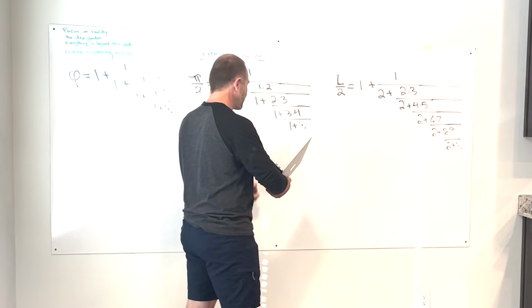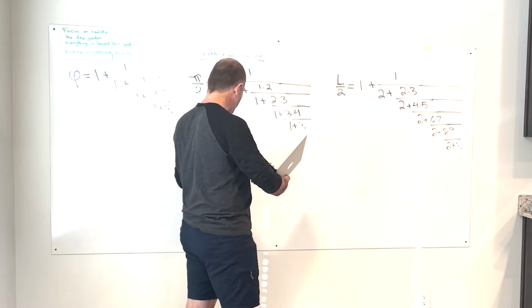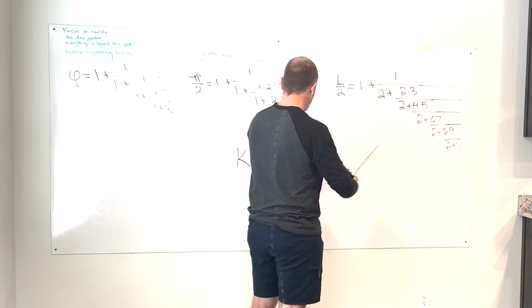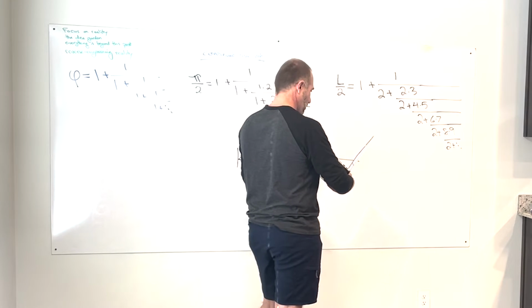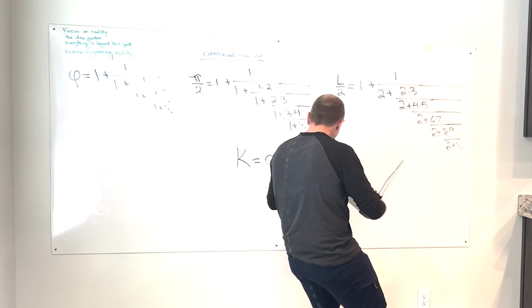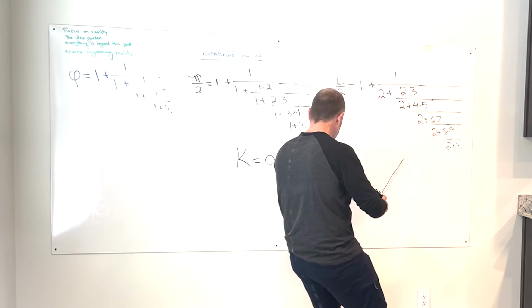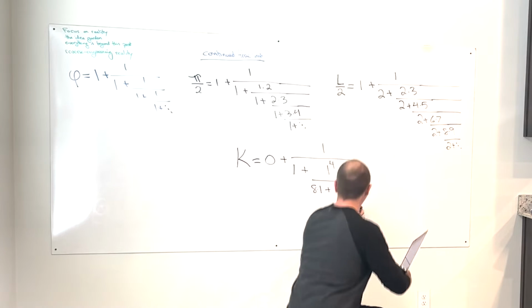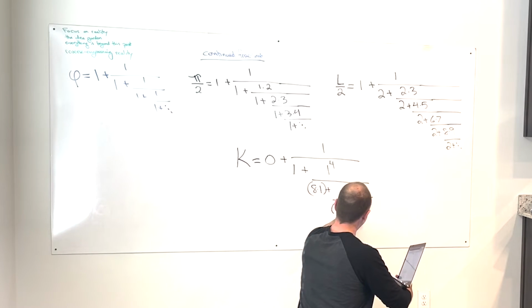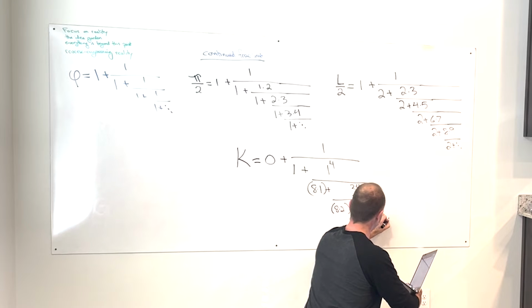Catalan constant has a continued fraction equal to 0 plus 1 over 1 plus 1 to the 4th over 8 times 1 plus 1 or 3 to the 4th over 8 times 2 plus 5 to the 4th over 8 times 3 plus 7 to the 4th, and so on. 8 times 4 plus.